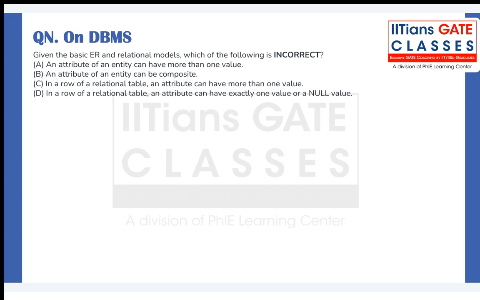Okay. Yeah, correct. So option C is the right answer. In a row of a relational table, an attribute can have more than one value is incorrect. That is not allowed when you're looking at a relational model.